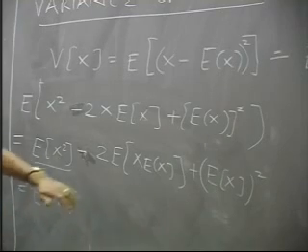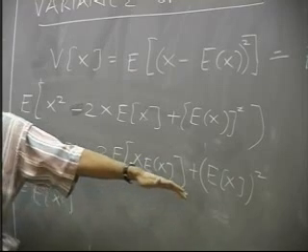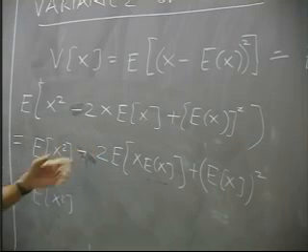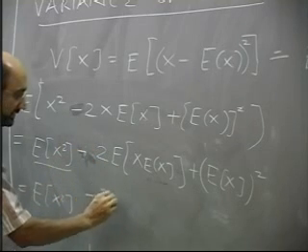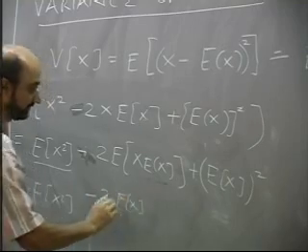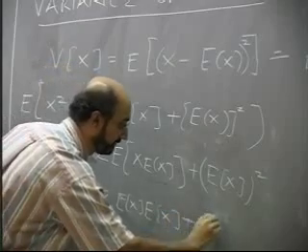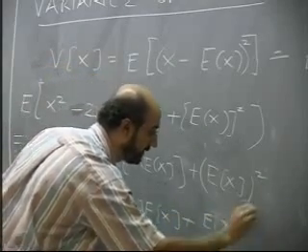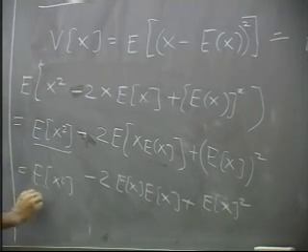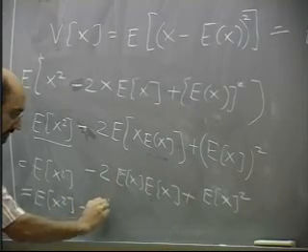Now, if you look at this, E of x itself is a constant, right? E of x is just a constant because it's the expected value. So the expected value of this can be pulled out, and we get essentially minus 2 times E of x plus E of x squared. And of course, these two cancel out, so I get what I wanted, E of x squared minus E of x squared.